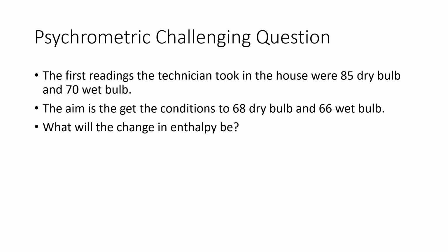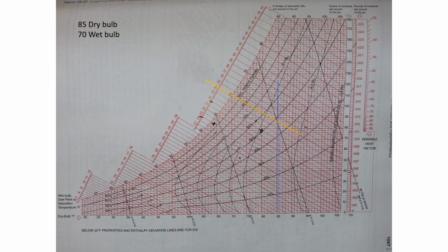Okay, so let's say this: the first readings the technician took when they went into the house were 85 dry and 70 wet. Well, what we want to do is we aim to get the conditions to 68 dry and 66 wet, and then what we want to know is what will the change in the enthalpy be. Okay, so we just use our psychrometric chart. So if you want to try this, you can go ahead and do that and see if you can get the right answer, and hit that pause button and come on back. Otherwise, we'll go ahead and plot these.